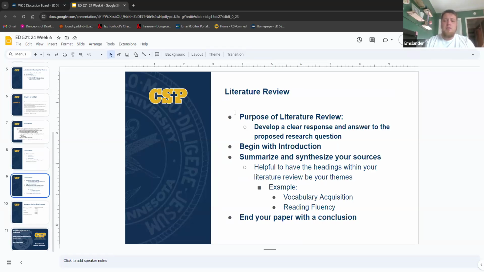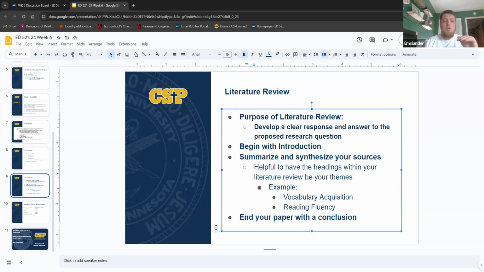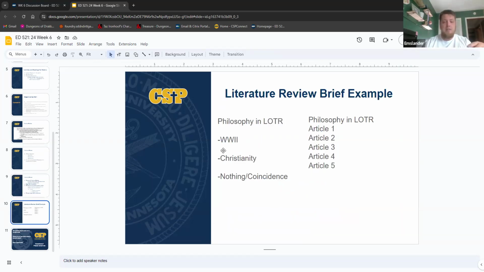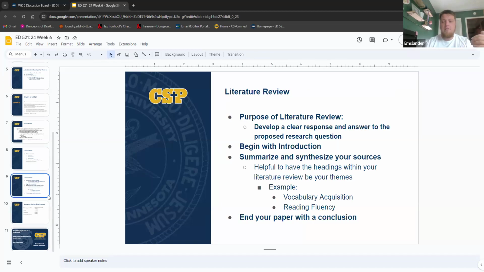So the purpose of the lit review is to develop a clear response and answer to your research question. You chose what it is. So you want to be able to say, at the end in your conclusion, this is what I found, summarizing everything, summarizing each of your topics, depending on how many sub-themes you have.